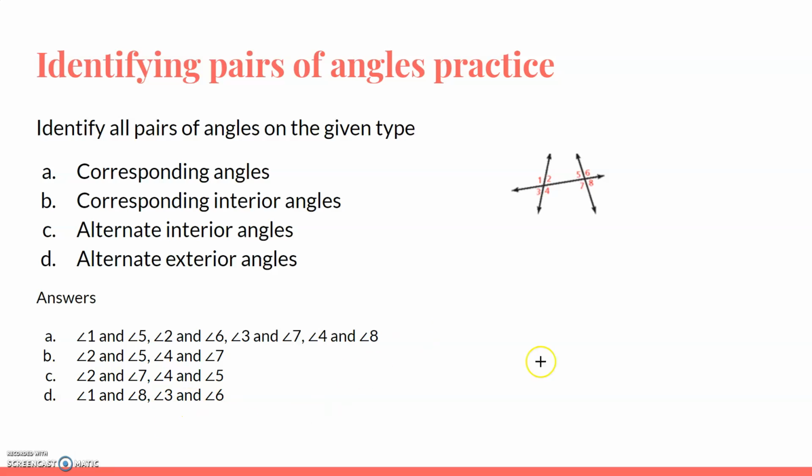Alternate interior angles: angles 2 and 7 and angles 4 and 5, between the two lines but on opposite sides of the transversal. Then alternate exterior angles: angles 1 and 8 and angles 3 and 6, outside the two lines, but still on opposite sides of the transversal.